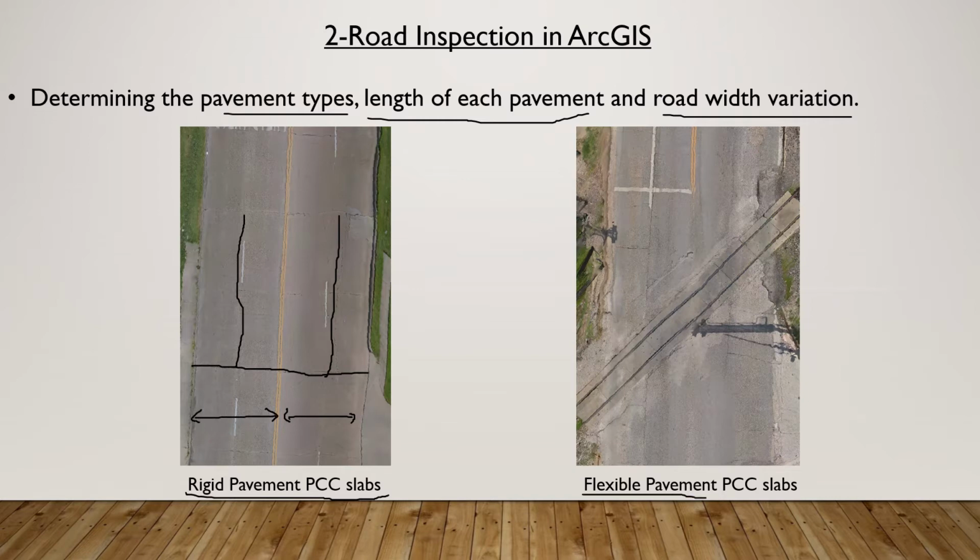Here in the flexible pavement, we do not have those transverse or longitudinal joints. We have here a railroad crossing and some cracks that are associated with the flexible pavement, like this linear crack, some patches, and some weathering and raveling of aggregates. So the aim of road inspection is to determine the pavement types, the length of each pavement, and road width.